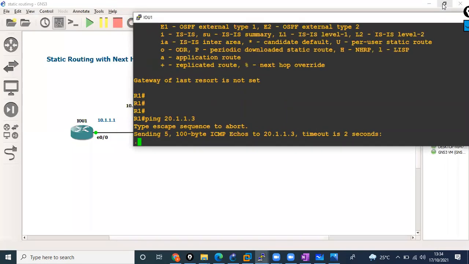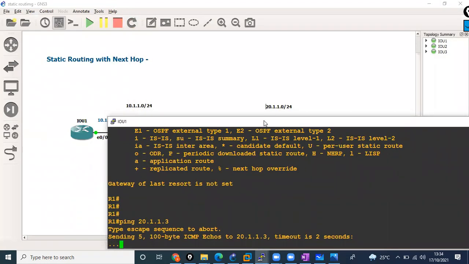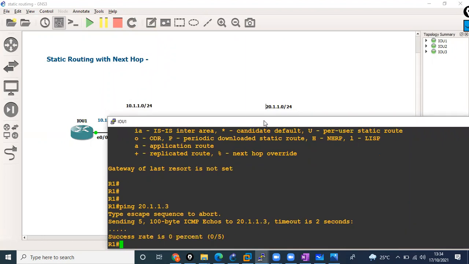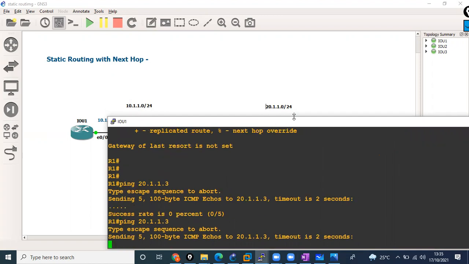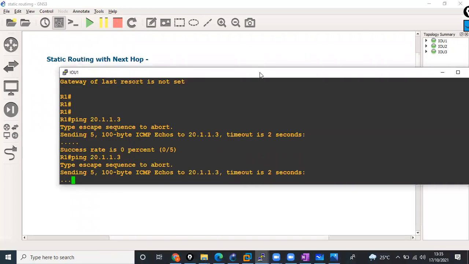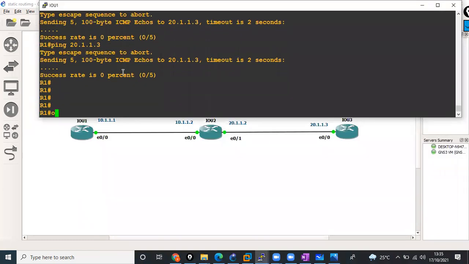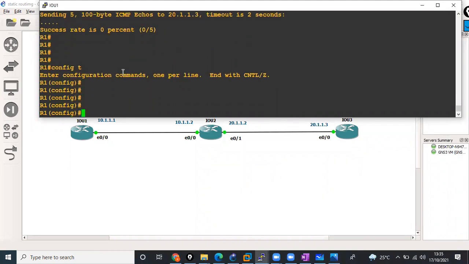That is not happening. The reason is that from router 1 to router 3, you cannot ping because the routing table is not updated. Okay, so you can see you cannot ping. So how to ping? For that, we have to configure routes, the routing table.